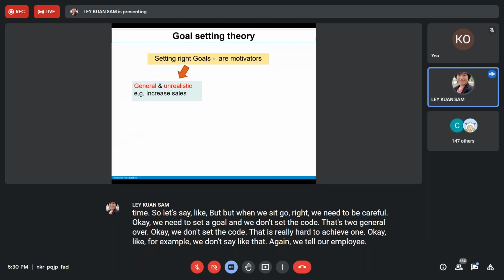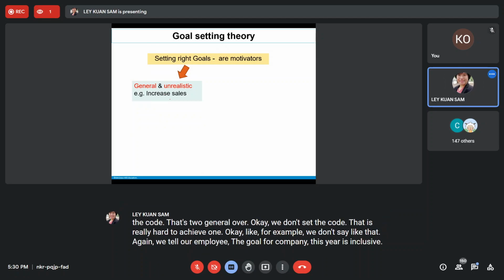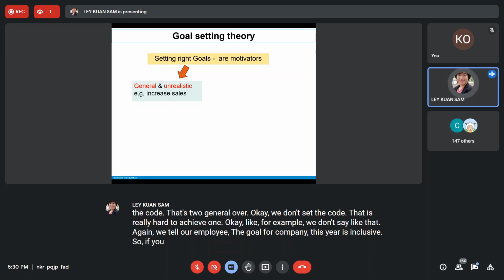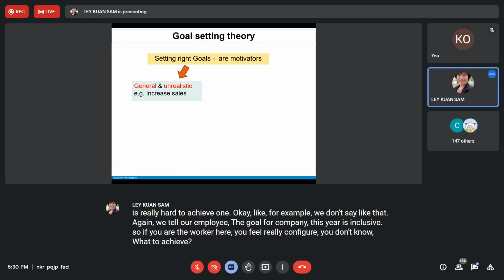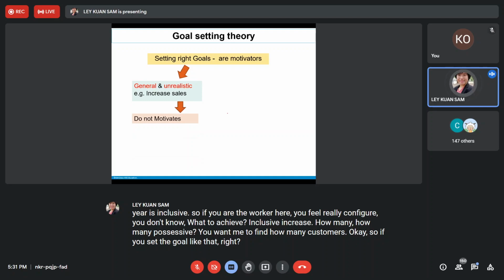We tell our employees the goal for the company this year is to increase sales. If you are the worker here, you feel very confused. You don't know what to achieve. Increase sales, by how many percent? Do you want me to find how many customers? If you set the goal like that, your employees will not feel motivated because they don't know what to achieve.